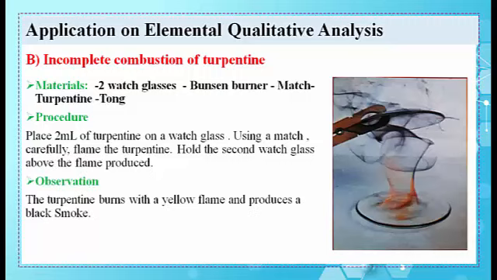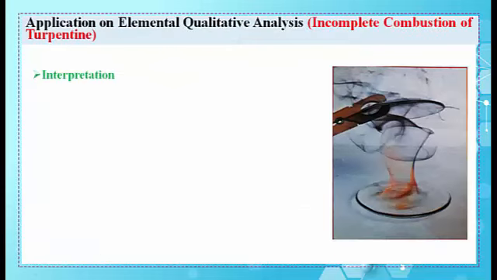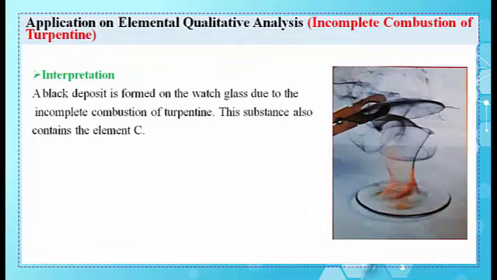We can observe that the turpentine burns with a yellow flame and produces a black smoke, and a black deposit is formed on the watch glass, which is held above the flame. Now let's interpret this experiment. We see that a black deposit is formed on the watch glass due to the incomplete combustion of turpentine.